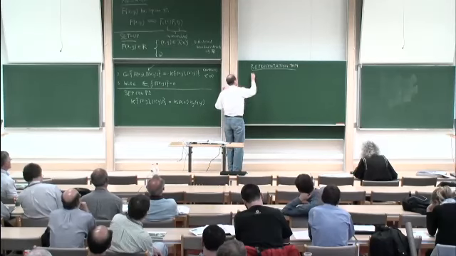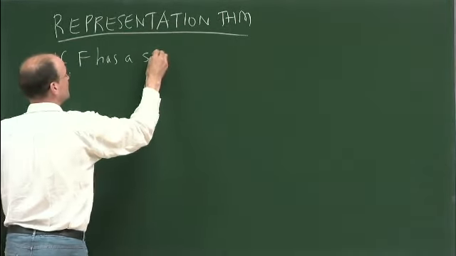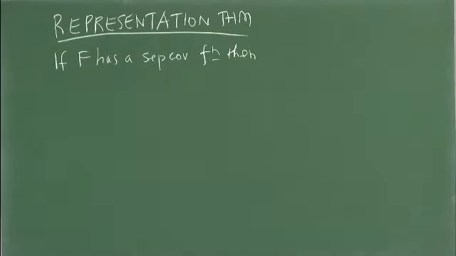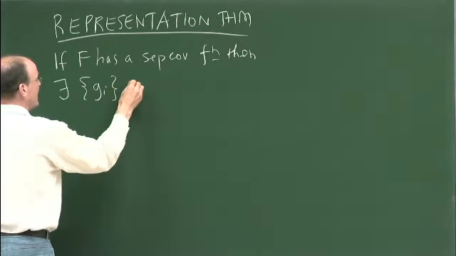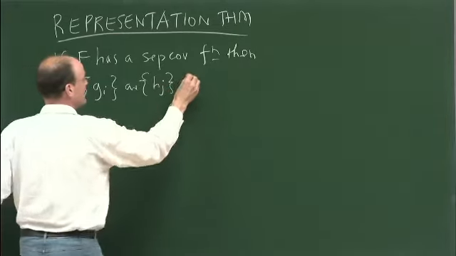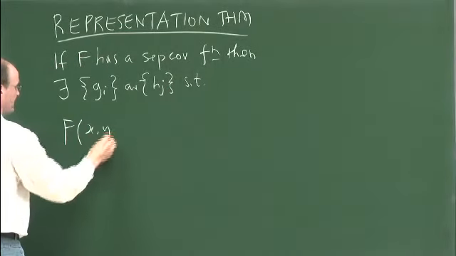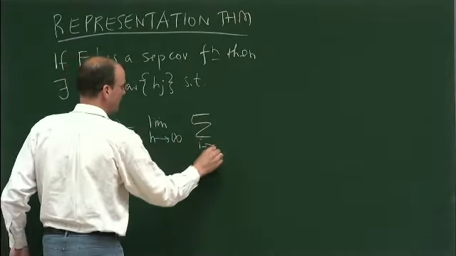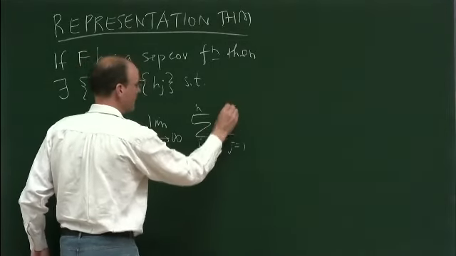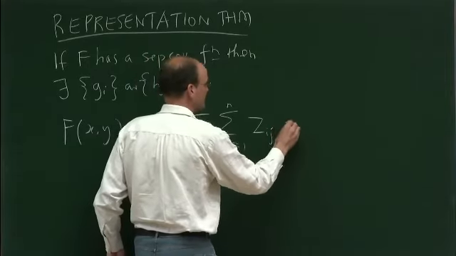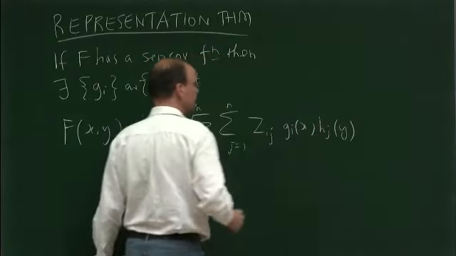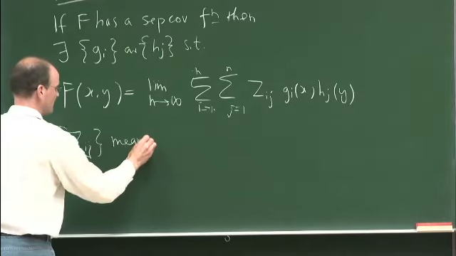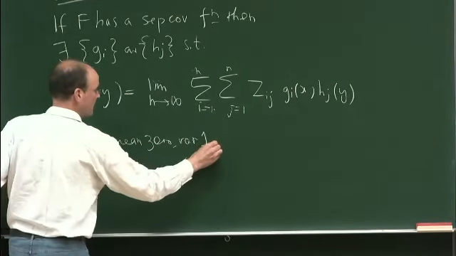So the representation says that if f has a separable covariance function, then there exist sets of functions g_i and h_j, okay, such that f can be written as the limit of the product of sums, 1 to n, over z_ij, those are random quantities, and that's g_i of x and h_j of y, where the z_ij are mean 0, variance 1, and uncorrelated.